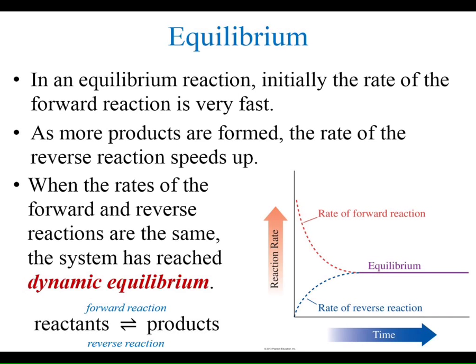No, it is still going this way and this way, but the rate is the same in both directions. The rate of reactants going to products is the exact same as the rate of products going back to reactants. They are equal, which is why it's equilibrium. But it is still happening in a big circle of life thing, so it's dynamic.